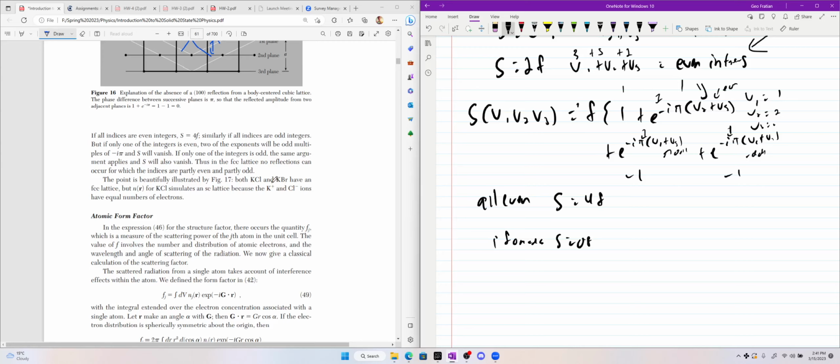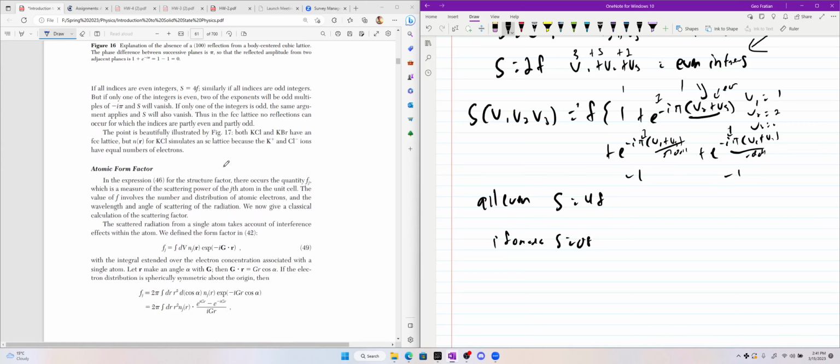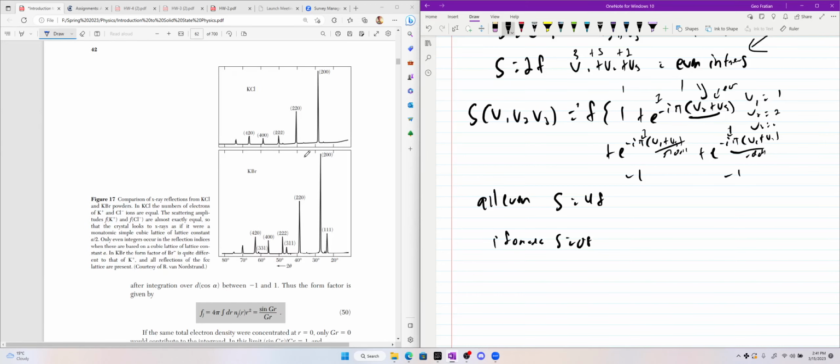You either need to have them all odd or all even, right? Because if they're all odd, then we have two odds make an even, so each sum is even. Okay. So if we look at figure 17, both KCl and KBr have an FCC lattice. So let's look at figure 17.